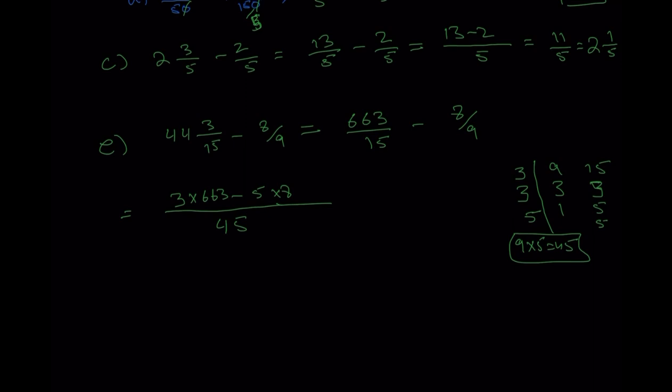Now let's multiply these things. 663 multiplied by 3, 1989 minus 40 over 45. Minus 40. So that will give me 1949 over 45. Is the improper fraction.